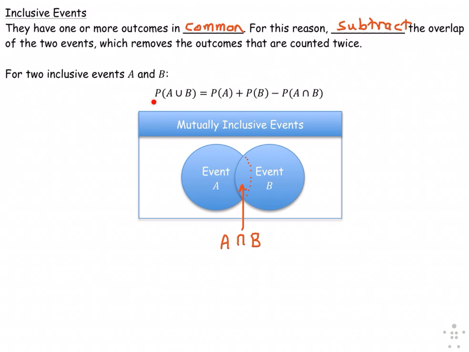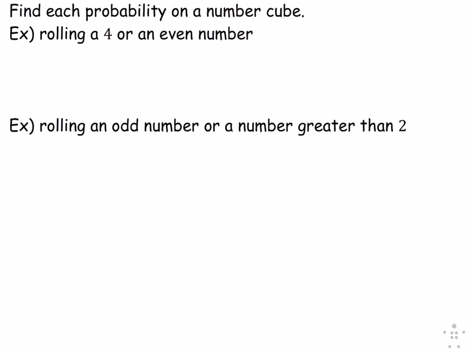And so we still look at the probability of A or B occurring as the probability of A occurring plus the probability of B occurring minus their overlap, where this is the AND symbol. On a number cube, finding the probability of rolling a 4 or an even number needs to strike us as inclusive events because 4 is an even number.